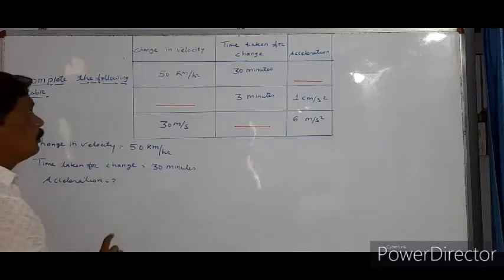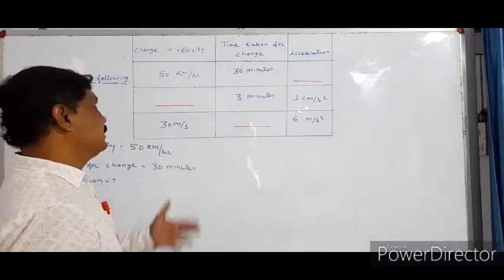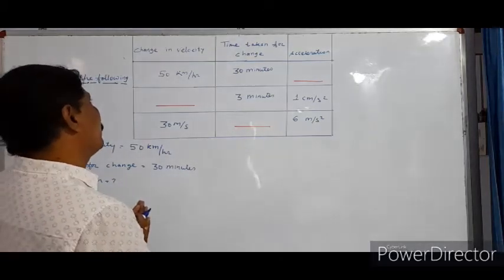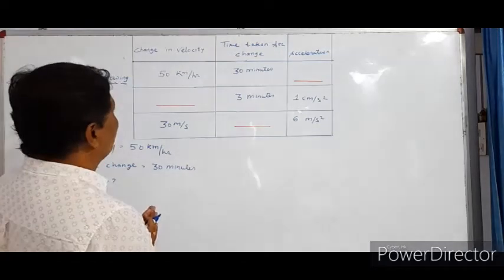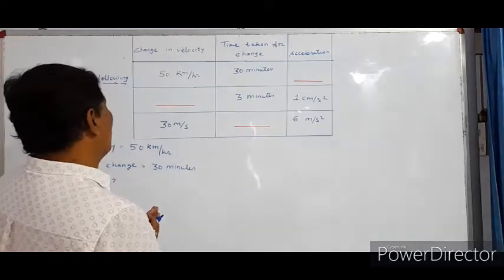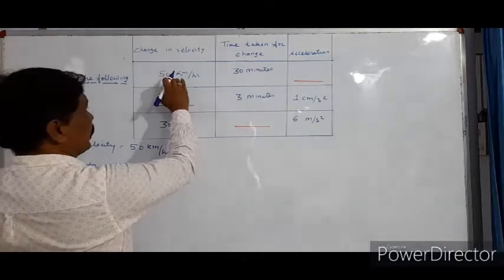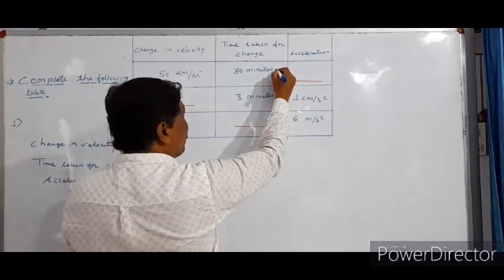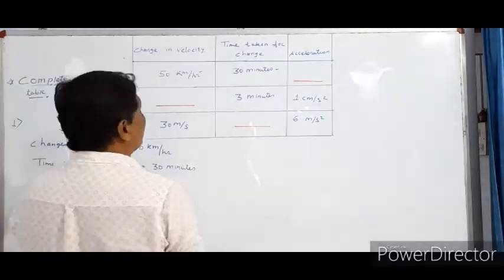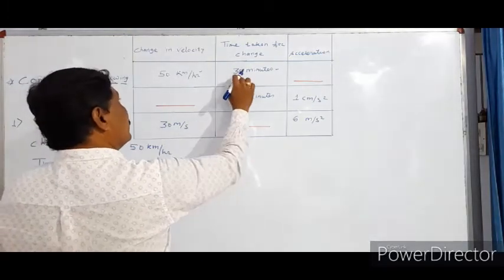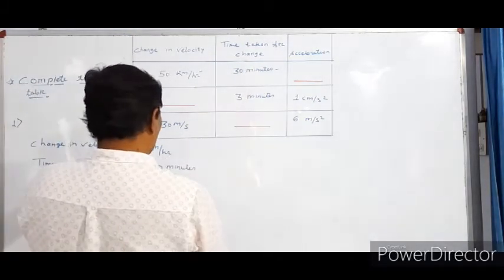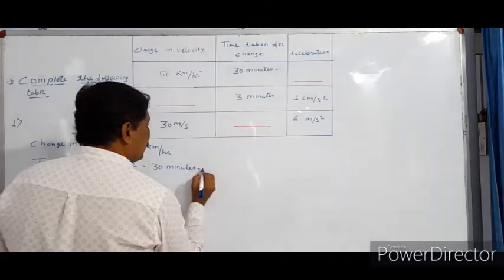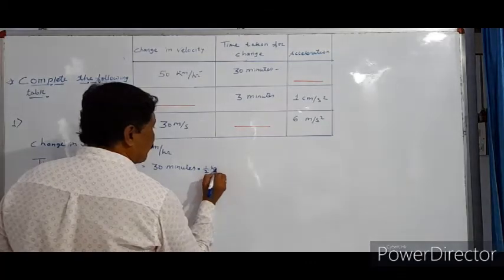Now, before trying to find acceleration, first we will consider the unit and see whether we have to give emphasis on unit or not. Yes, we will consider unit because here change in velocity is given in kilometer per hour and the time taken for the change is given in minutes. So we have to convert these minutes into hour. So 30 minutes is equal to half hour.